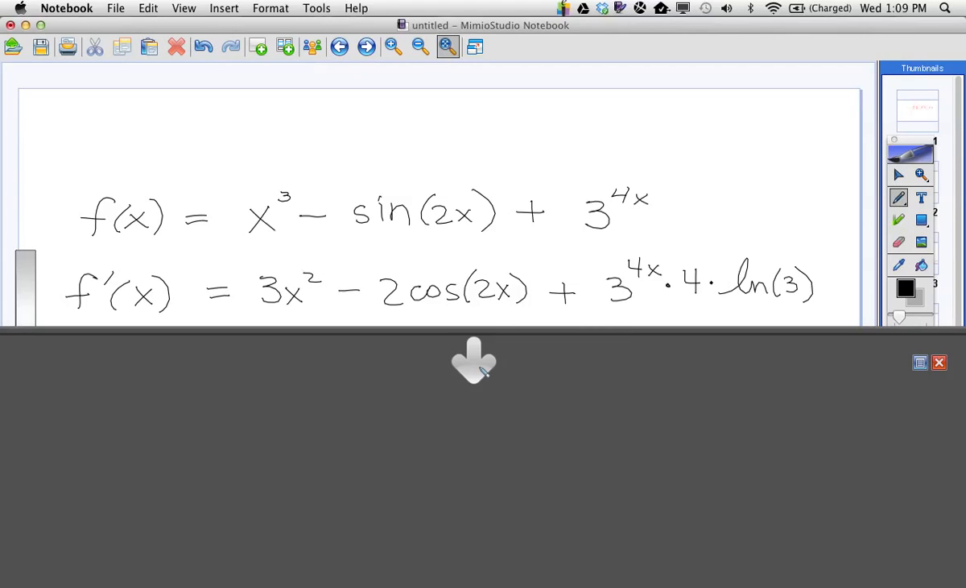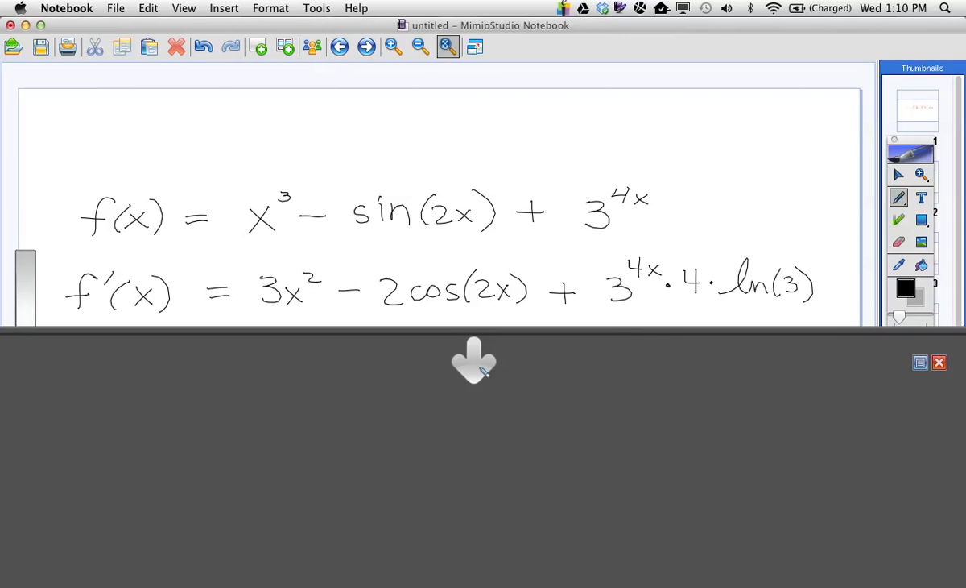Got to kick out a 4 on that last one, right? That's that other rule, right? We got to kick out a 4. And the exponential rule of bases other than e says you got to kick out ln of the base, ln 3. I mean, that's just the rule. If that was e to the 4x, we just would have had e to the 4x times 4. Right? The ln e would just be 1.